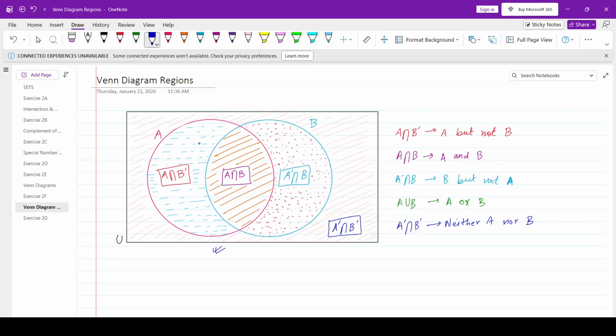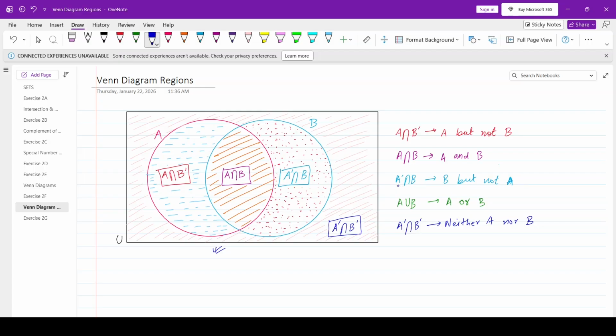Therefore, we can say this part, the first part, A intersection B prime, we can call it A but not B. The second part, A intersection B, is the part where A and B both are present. Therefore, this part is A and B both. Then the third part is where only B is present. Therefore, we can say B but not A.